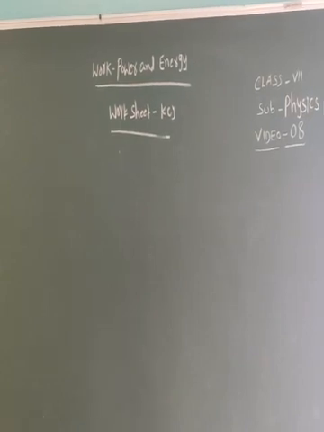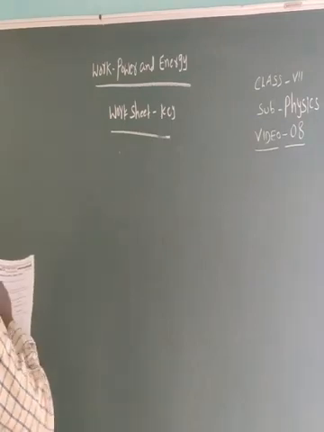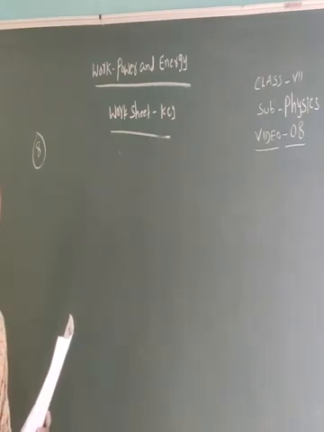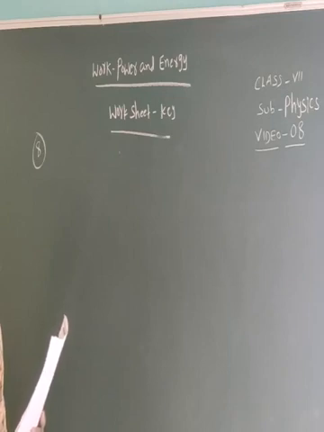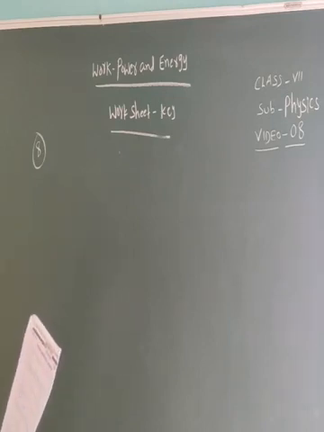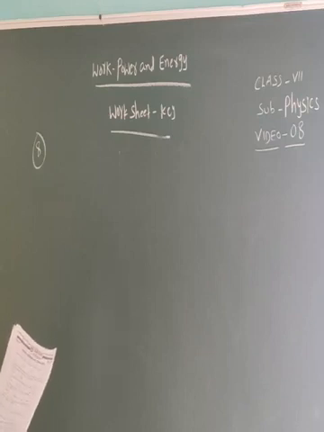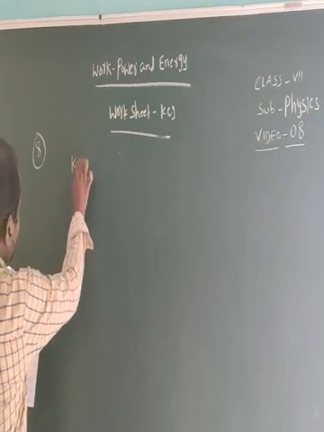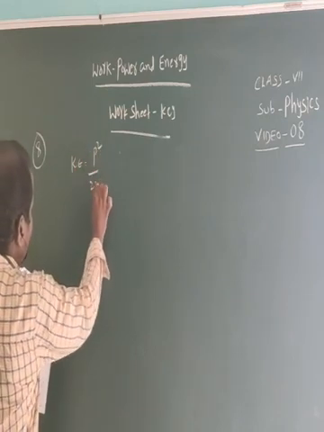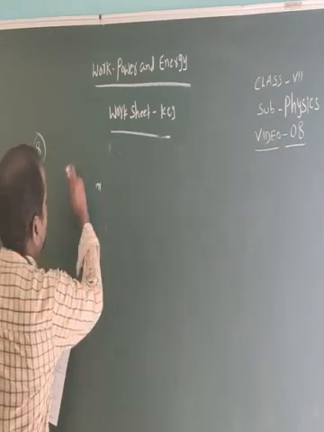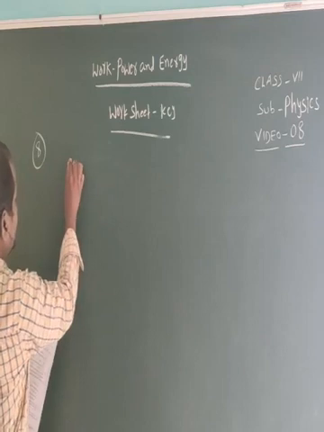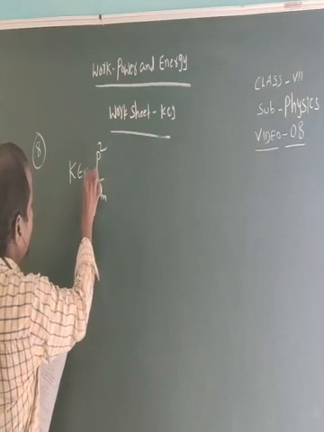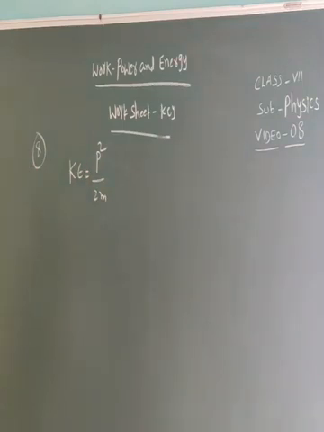Okay, now eighth one. Two bodies of masses, first body mass equals m1, next body mass equals m2, moving with equal momentum. What is the ratio of their kinetic energy? So we know already the relation between kinetic energy and momentum. K equals p square by 2m. So K equals p square by 2m is the relation between kinetic energy and momentum.